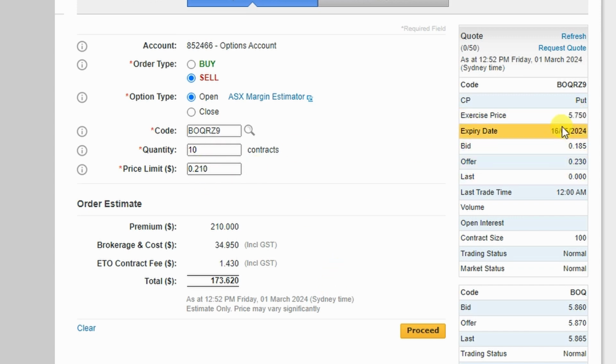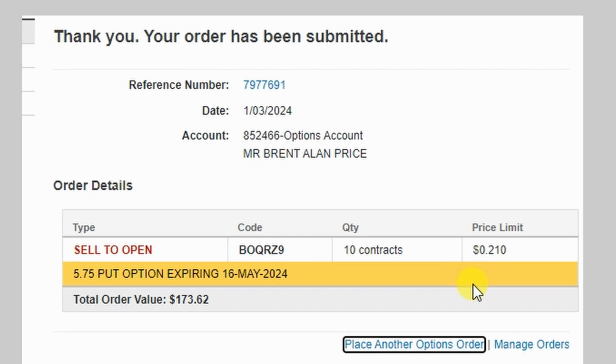So 10, I would have to pay $5,750. So I would have $173, 173 divided by $5,750 times 100. That's about a 3% return. That's good. Let's do that. Okay, that's gone to the market.